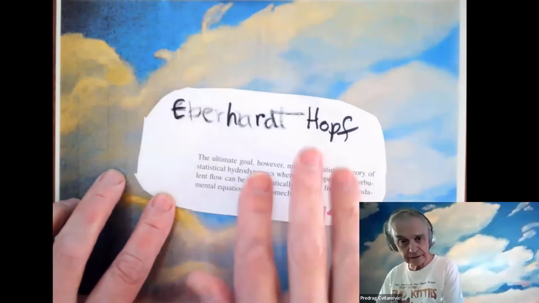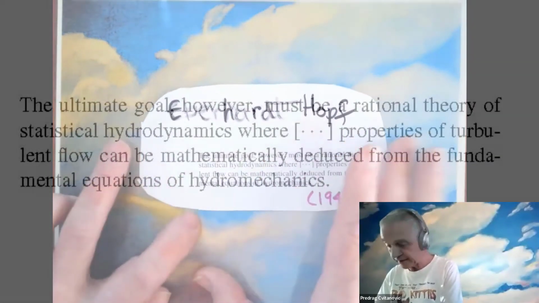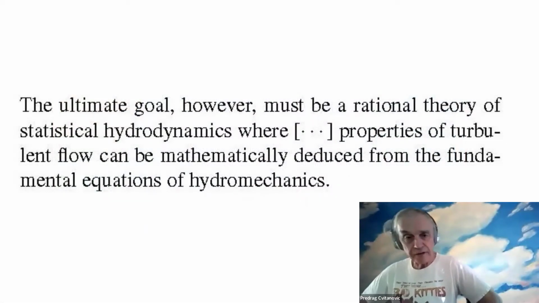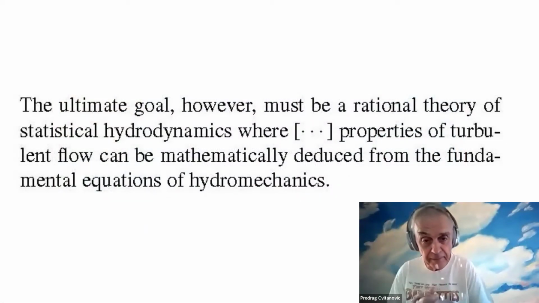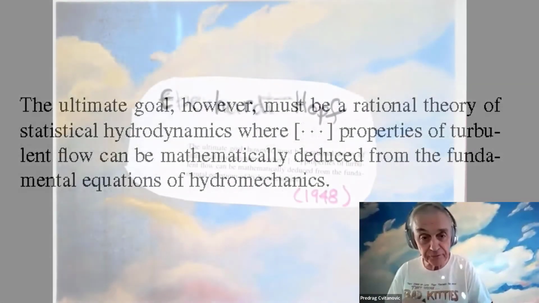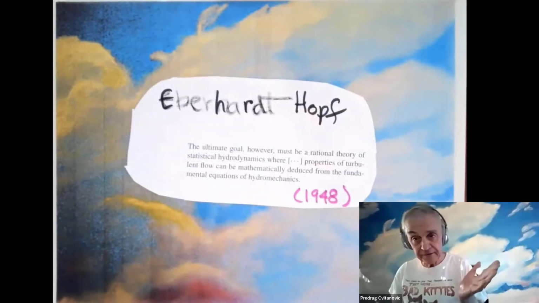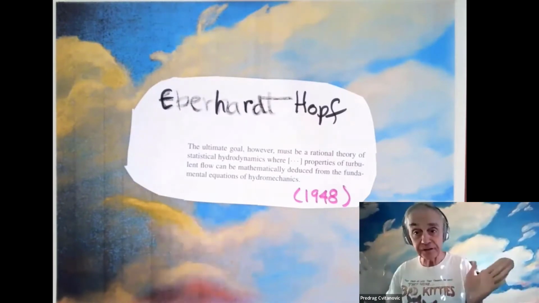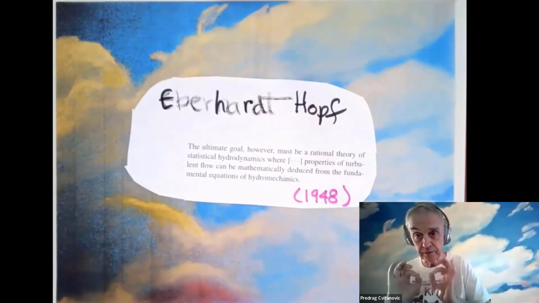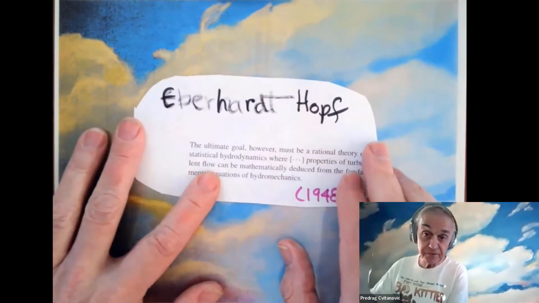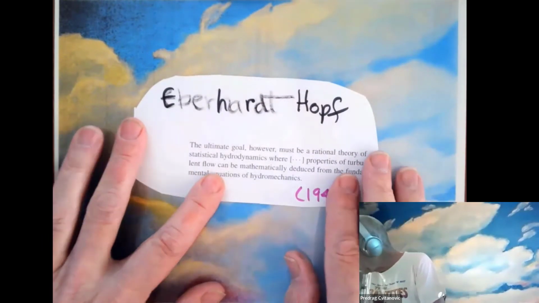And at this point, Eberhard Hopf, 1948, comes in and says, the ultimate goal, however, must be a rational theory of statistical hydrodynamics, where properties of turbulent flow can be mathematically deduced from the fundamental equation of hydrodynamics. And this is what we'll be doing. There are no statistical assumptions in anything we do. Everything follows from the equations of motion. Navier-Stokes, Euler, Kuramoto-Sivashinsky, you choose it.